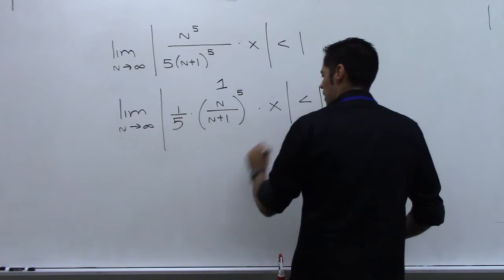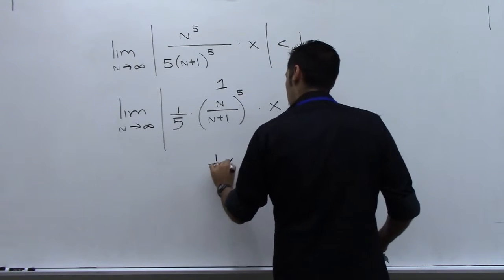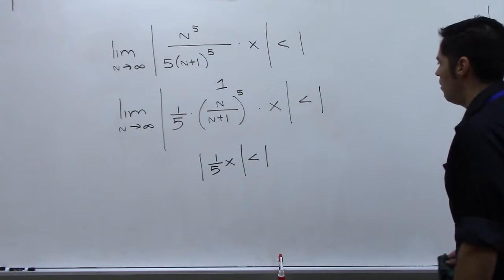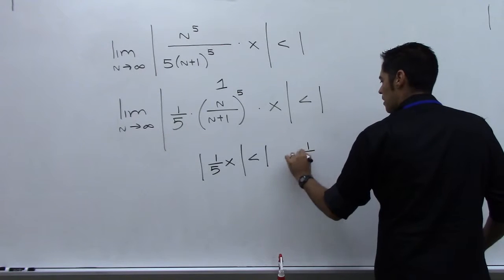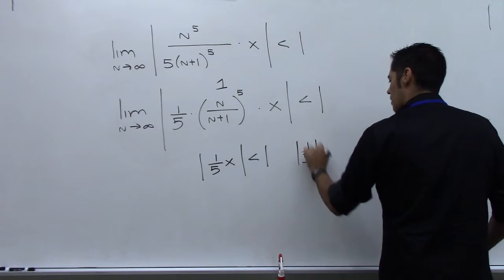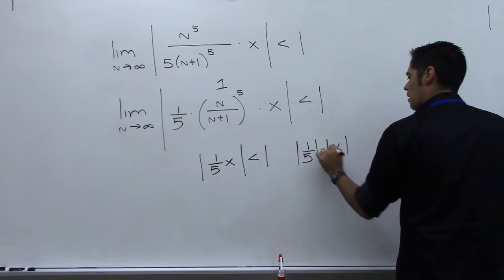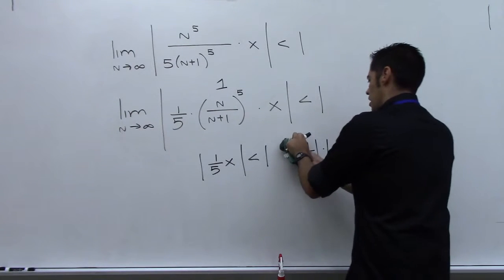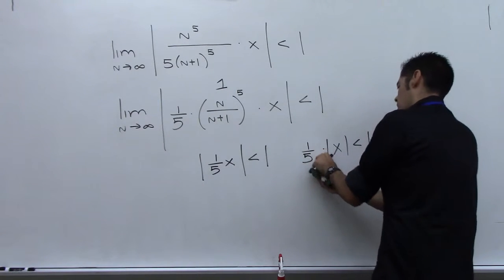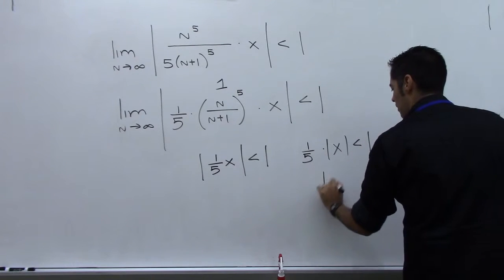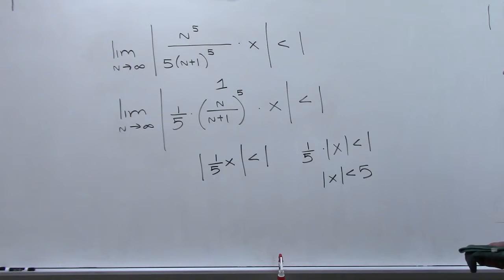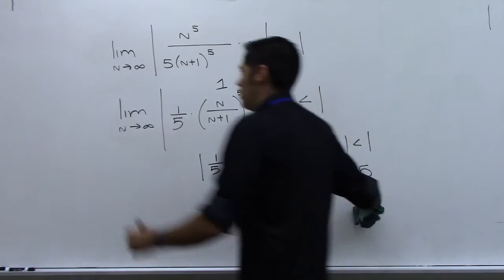And so I have 1/5 times x. I need the absolute value of that to be less than 1. And so now what I can do is rewrite this as 1/5 absolute value times absolute value of x. I need that less than 1. But the absolute value of 1/5 is just 1/5. And now I multiply both sides by 5. Absolute value of x needs to be less than 5. And so my radius of convergence is this number right here.